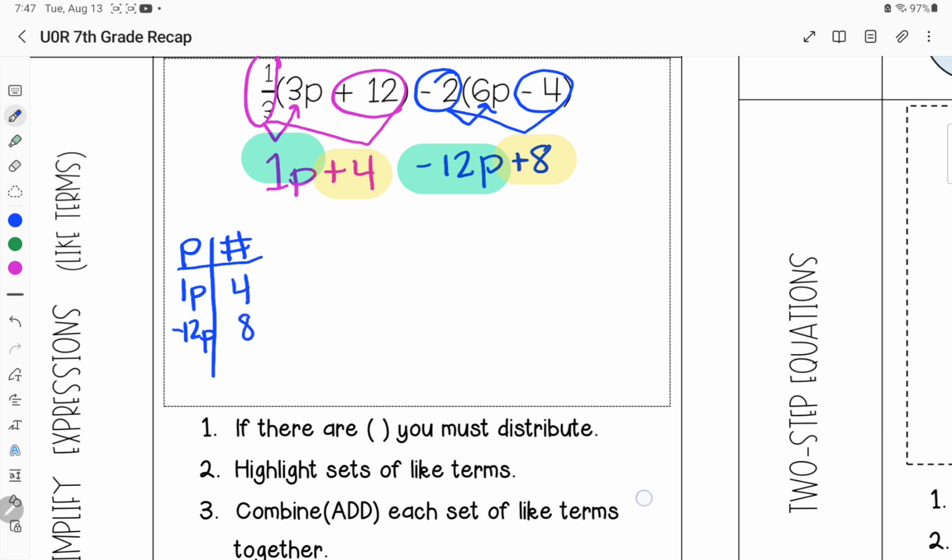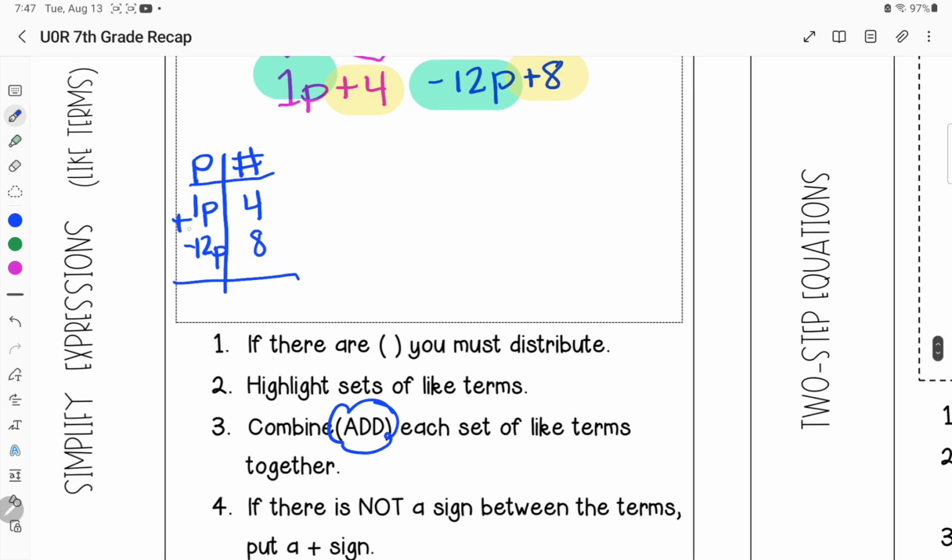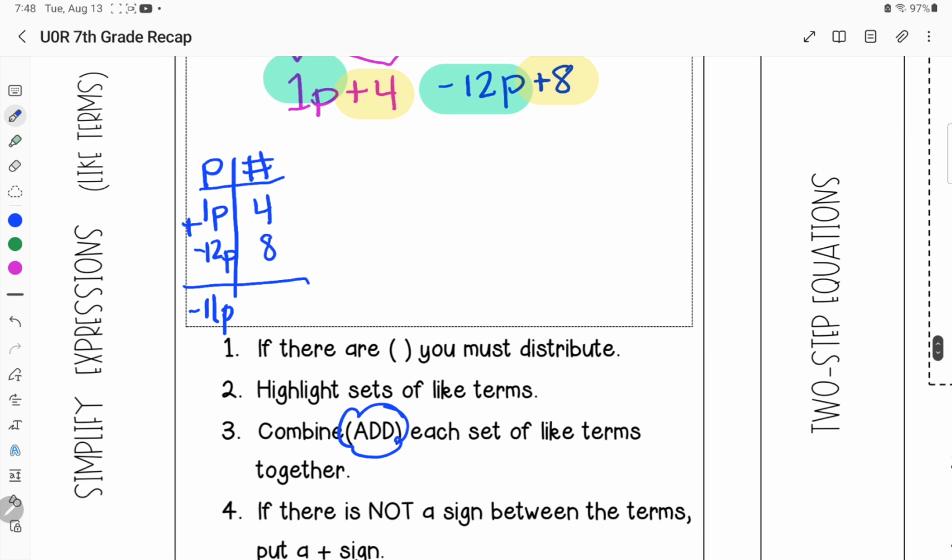Always again pulling your sign in front, sign in front, sign in front. So I've highlighted my sets of terms so that you can see all of your p's together, all of your numbers together, and now we're going to add. It's almost like this becomes a plus. So 1 plus negative 12. Again, take your sign in front. This is saying 1 and negative 12. They're different signs, so you're going to subtract them. I'm going to end up with a negative 11 and then p, because I take the sign of my bigger number. And then on this side, they're both just positive. So 8 plus 4 would be 12. And that would be your final answer.